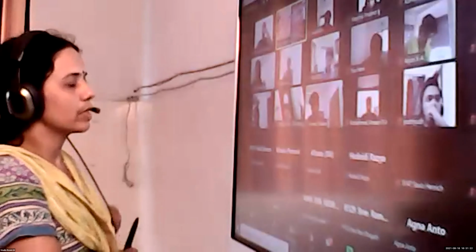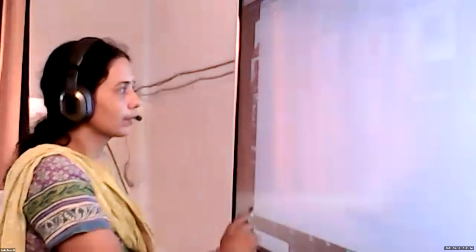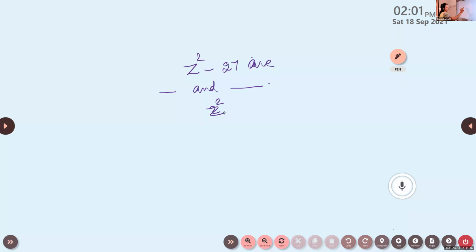Z square minus 27 means z square is equal to 27. Z is plus or minus root of 27. You have to take the root. It is plus or minus 3 root 3.